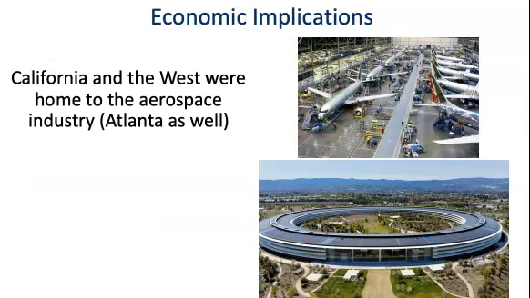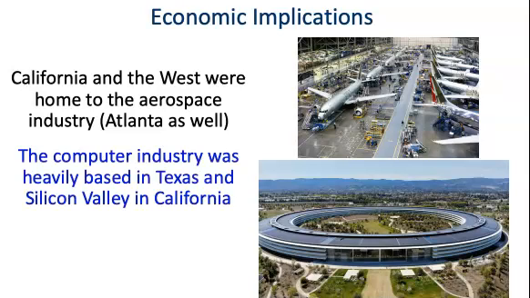Now, there's also some huge economic implications. For instance, California in the West became home to the aerospace industry. And land is also part of that. We can see how Lockheed's impacted our local community. And the computer industry became heavily based not only in Texas, but also in Silicon Valley and California as well.